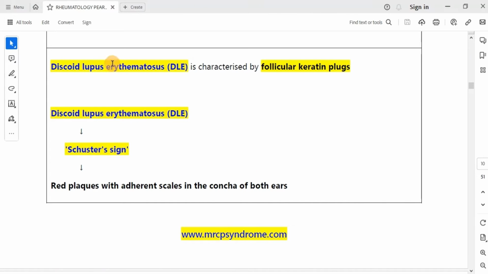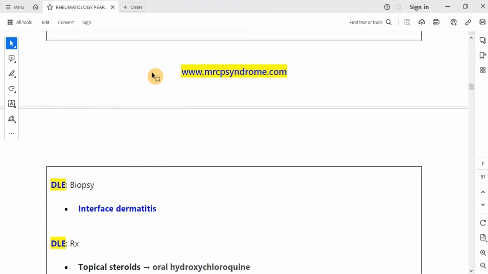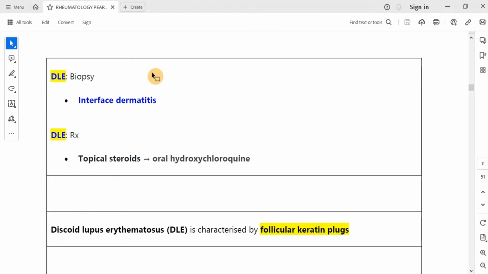So can you tell me the initial treatment for DLE? Stop the drug, I guess. Yeah, this is the dermatological condition. So we should start with the topical drugs, topical steroid. And if it doesn't respond to topical steroid, then the patient should be treated similar to that of the SLE, that is the oral hydroxychloroquine.